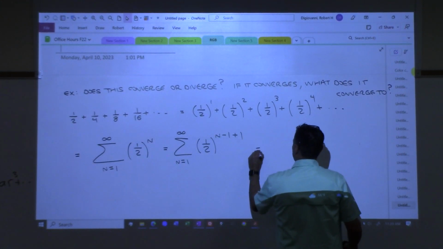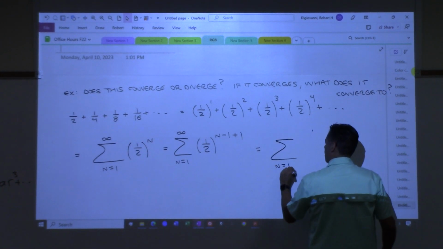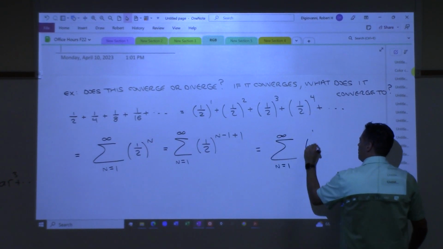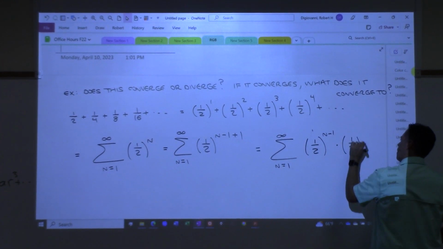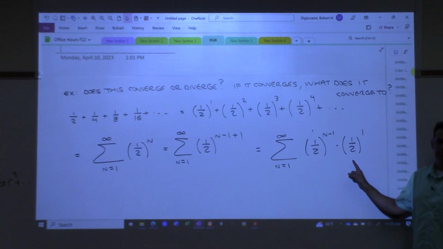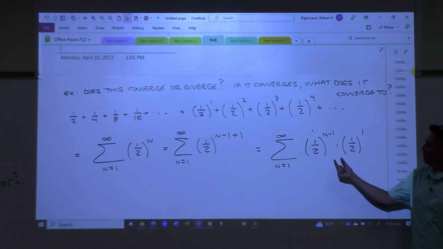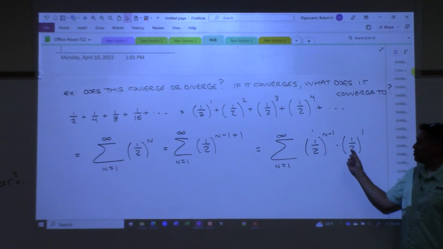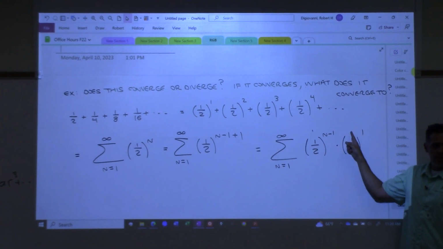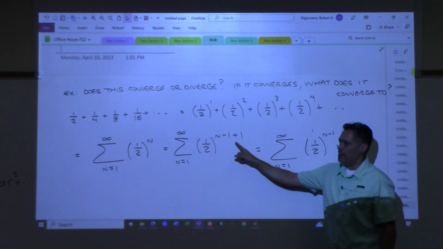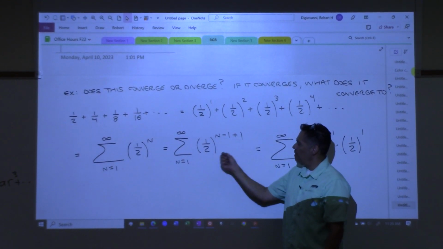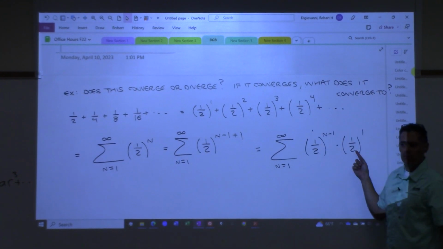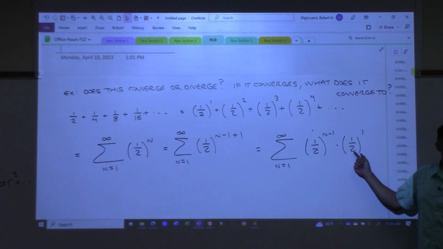So now the next step is to realize that using properties of exponents, that's the same thing. Right? Isn't this the same thing? If you have 1/2 to the n minus 1 times 1/2 to the 1, wouldn't you just put these together and add the exponents together? But I'm doing it backwards. I'm pulling it apart into two pieces. The first piece is this to the n minus 1, and the other piece is this to the 1 power. You see? Everyone see that?